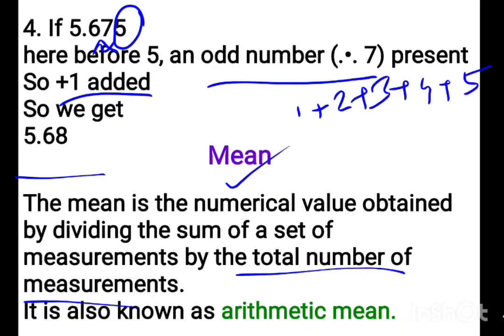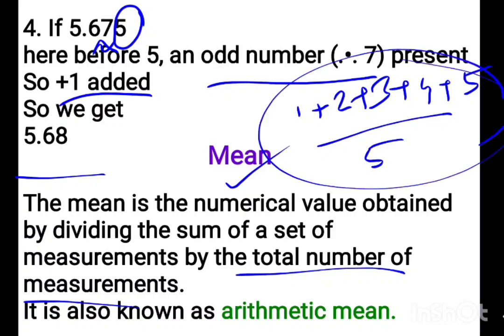Now we have to find the average of the first 5 digits. So the total number of digits is 5. So this will be the mean. It is also known as the arithmetic mean. When we sum up and divide by the total number of observations, this type of mean is termed as the arithmetic mean.